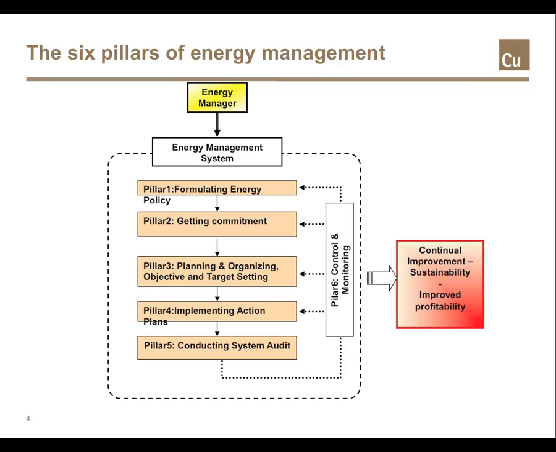Energy managers run the system using the so-called 6 pillars. Pillar 1, formulation of an energy policy that lays out the future direction. Pillar 2 is to get top management commitment. Pillar 3 is to plan and organise objectives and, after conducting the appropriate energy review, to set targets. Pillar 4 is to implement the action plans. Pillar 5 is to conduct a system audit that identifies gaps for improvement. Pillar 6 is to monitor and control energy movements for pillars 1 through 4. Together, the 6 pillars encourage continual improvement and sustainable practices that should lead to improved profitability at the company.